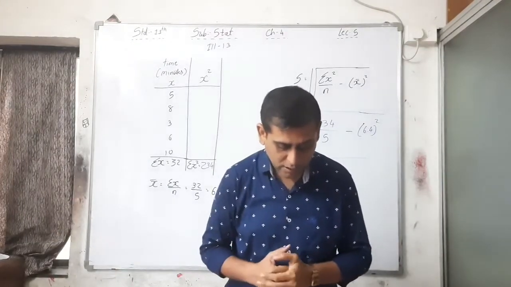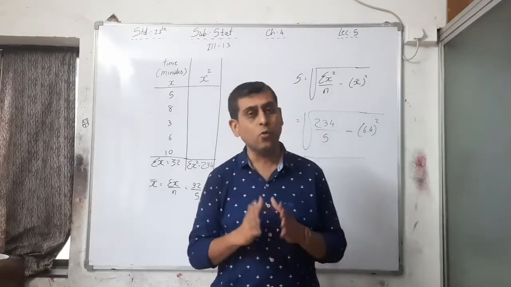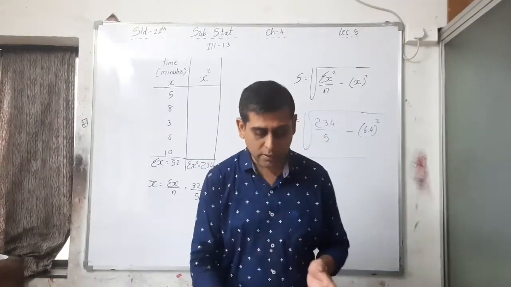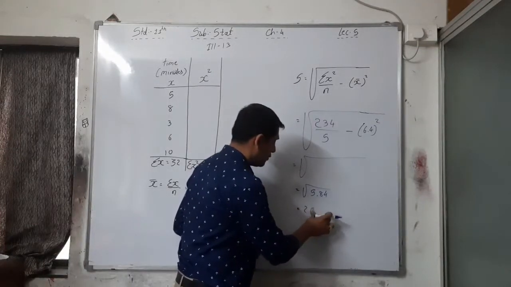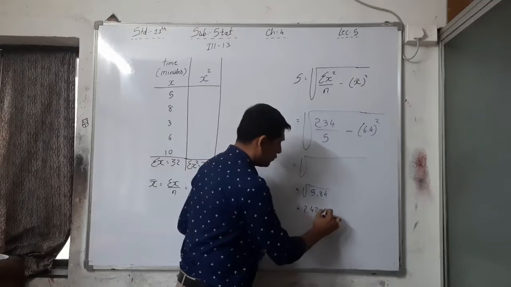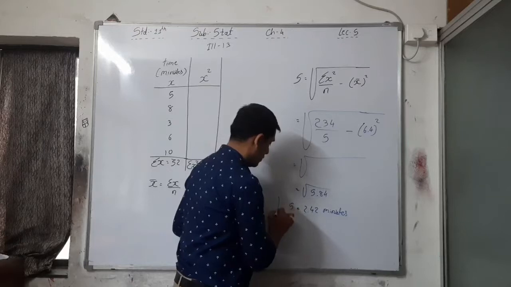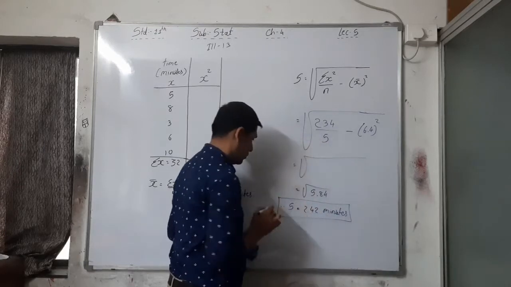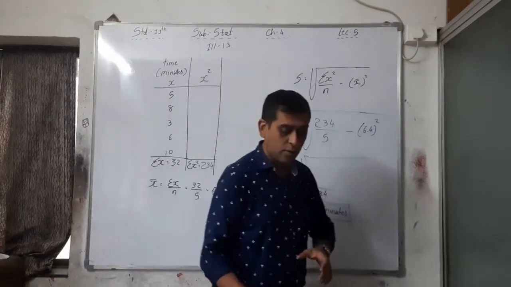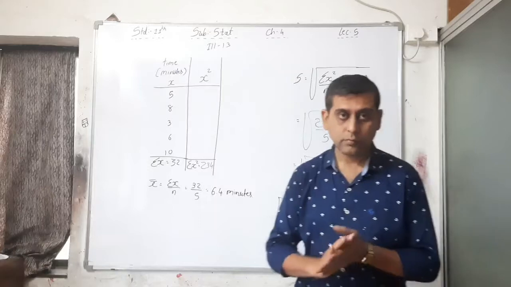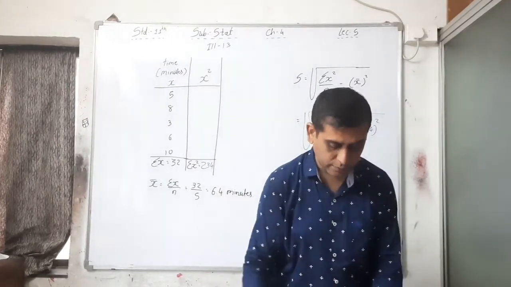So you have to write that thus the standard deviation of the time taken by the students to solve the puzzle is 2.42 minutes. Okay, so please do that. The final answer is 2.42 minutes. Okay, so first of all, write down these, and then we will discuss our next illustration.